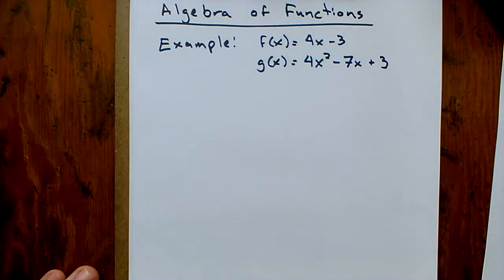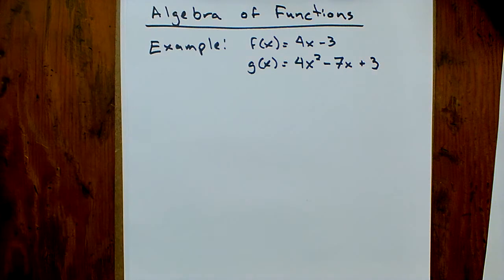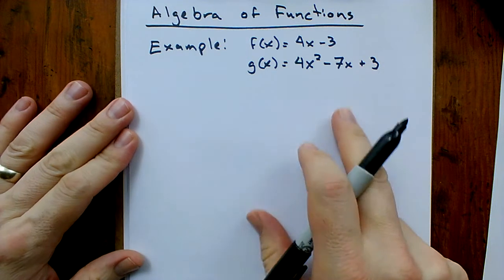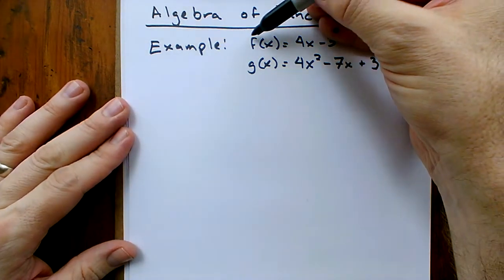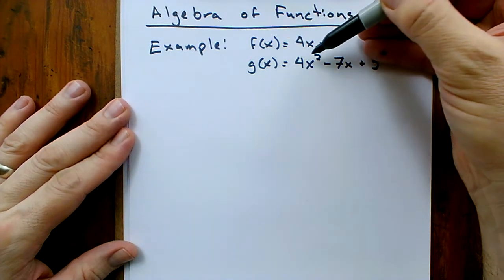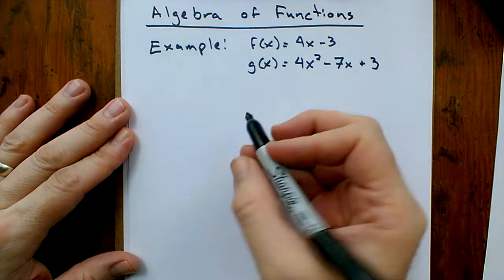All right, looks like it's a good time to start talking a little bit more about our algebra of functions, and I promised you in our last video that we would do a more complex example. Now this one's a pretty good one. Here I've given us that our f of x is going to be 4x minus 3, and our g of x is going to be 4x squared minus 7x plus 3.